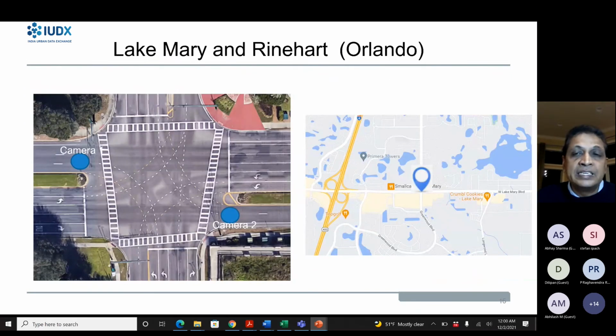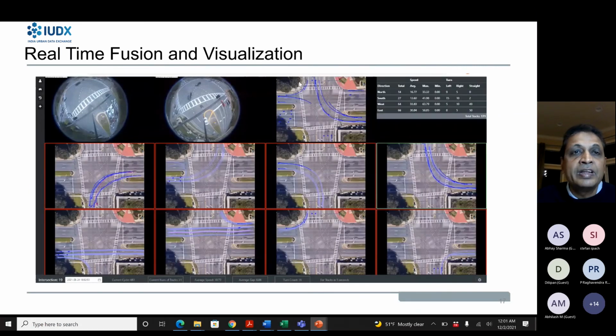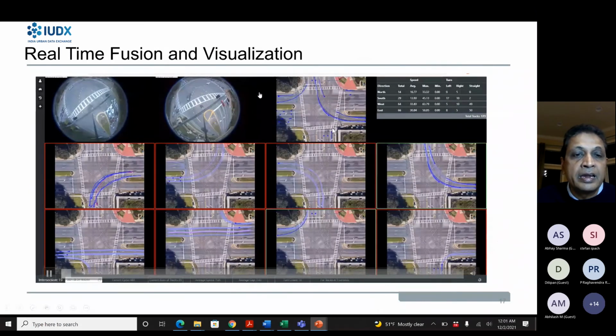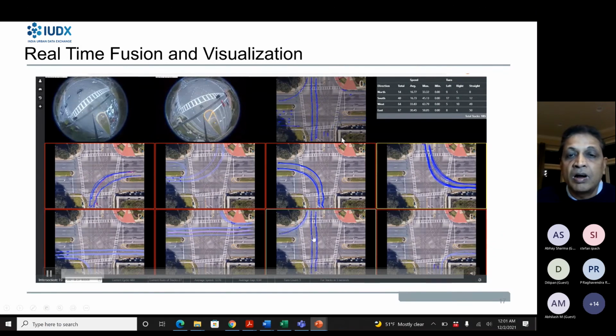So we then do studies from that. This is one intersection in Orlando. There are two cameras here. We have systems which map both these cameras onto the same intersection and fuse the information in real time using both video processing and machine learning techniques. You can see that this is the fused information on the right. It will divide up into the 8 phases which are typically there and see which phases are on and what the traffic movement for that particular phase is.